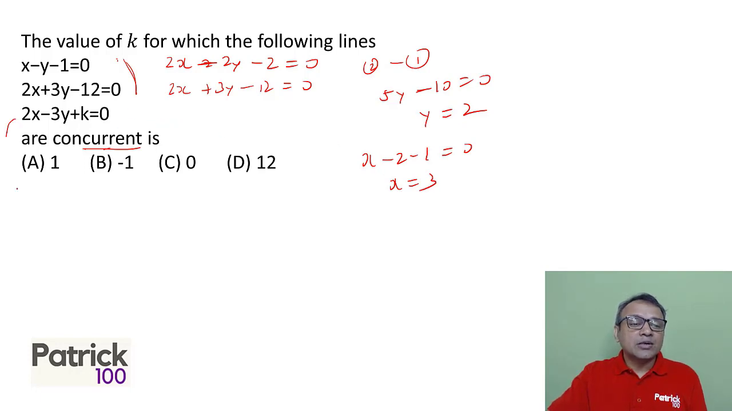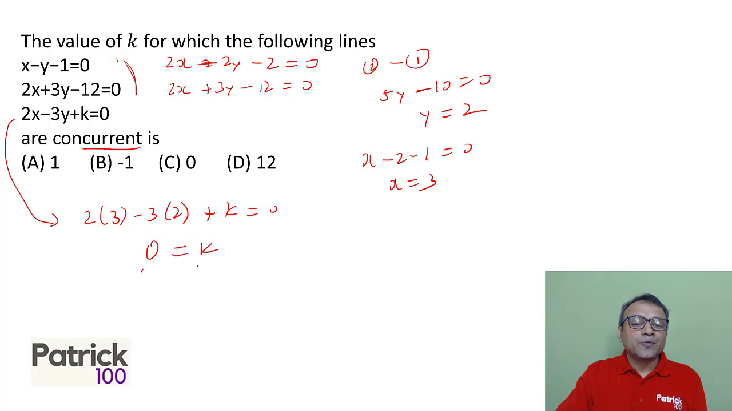Substitute in the third equation. So 2 into 3 minus 3 into 2 plus k equals 0. So you will realize 0 is equal to k. C option. You need to be a little good in calculation. If you're fast in calculation, you can actually solve things quickly.